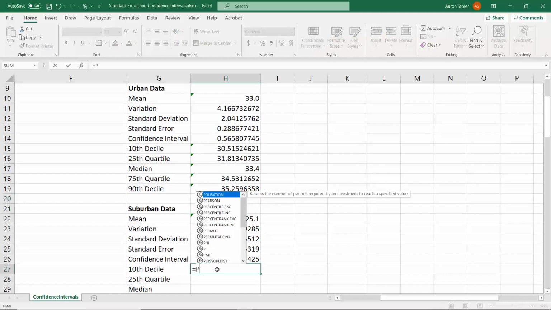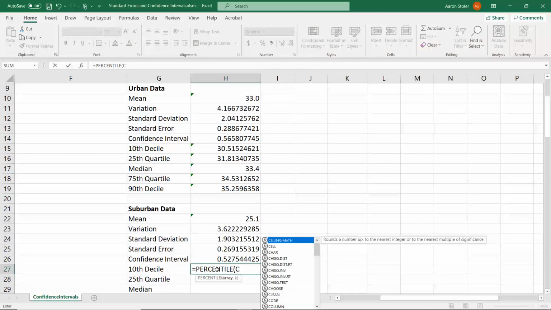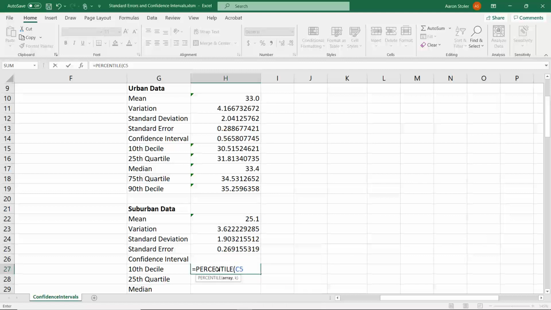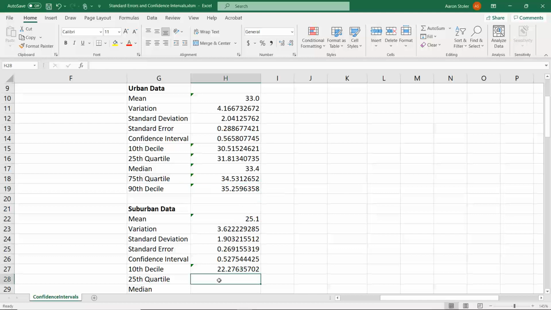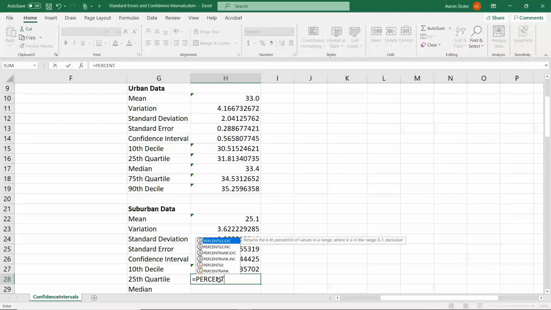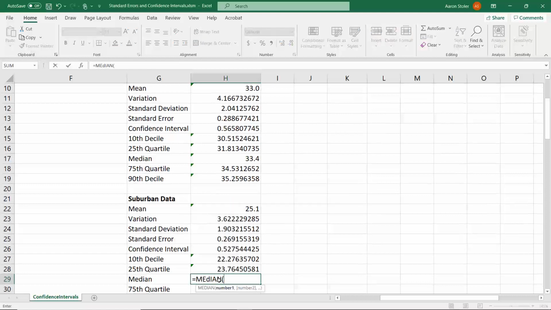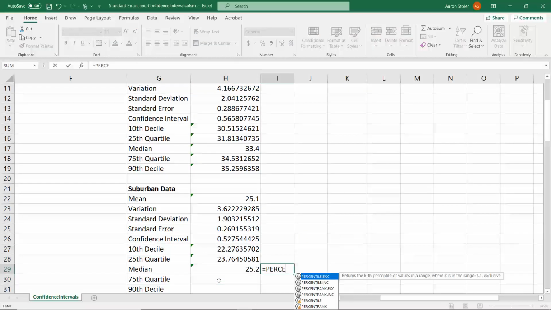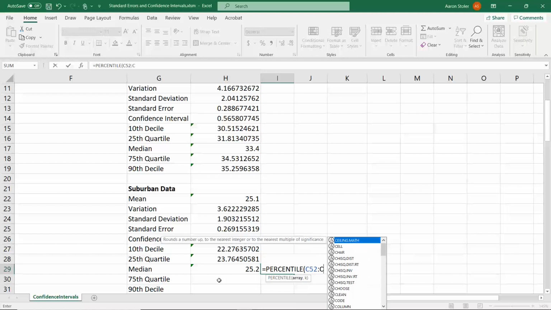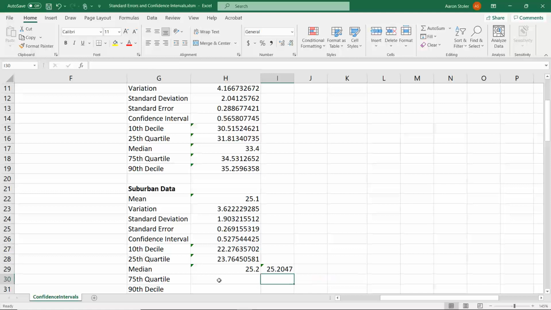The 10th decile for the suburban data is equal to percentile, C52 to C101, 0.10. I believe that's right. Let me check. Yes, that's correct. Our 25th quartile is equal to percentile, C52 to C101, 0.25. Our median, again, we could type in median C52 to C101, or we could type in equals percentile, C52 to C101, 0.50, and we should get the same number.